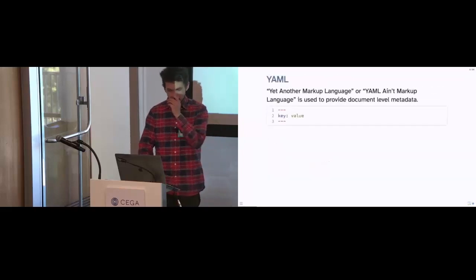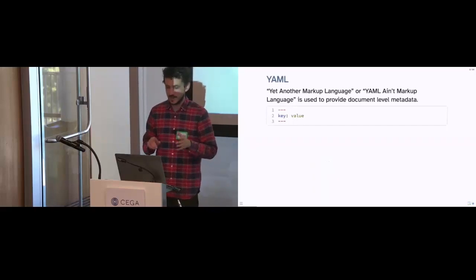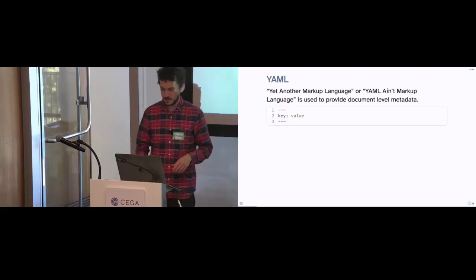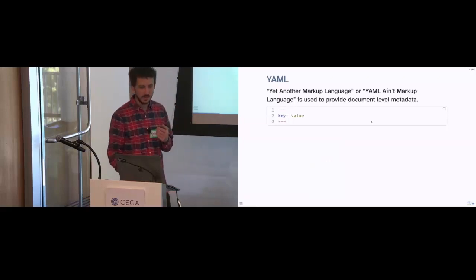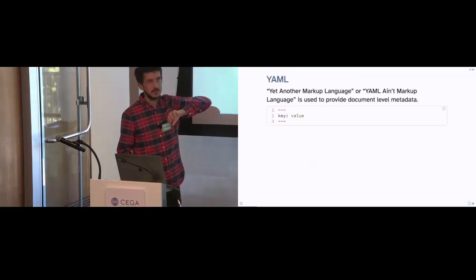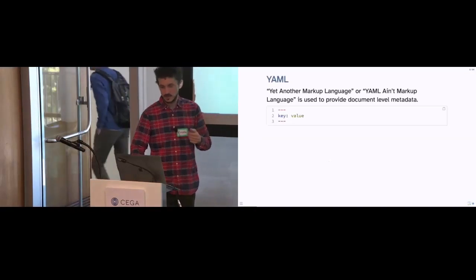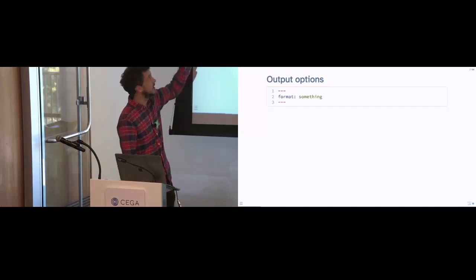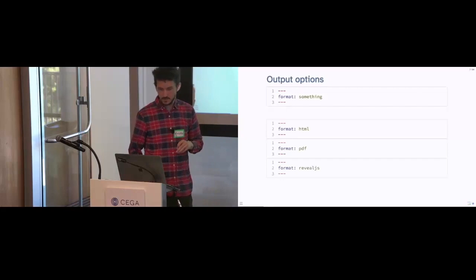Okay, so yeah, metadata, just a quick discussion about this. Okay, that's the answer to your question. Yet another markup language, or YAML ain't markup language. Nice, meta. So this is used to provide that document level metadata. The general structure is key value pairs. So key is kind of like, what are you specifying? And the value is what is the value that it's going to take? So an example is when you're specifying the output option. So the key is format and the output is something like HTML, PDF, Reveal.js.